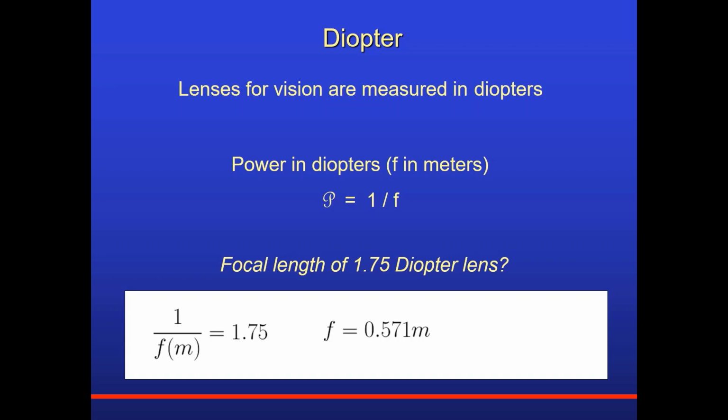Now, it's more common to express lenses in millimeter. So remember, 1 meter is 1,000 millimeters. Therefore, 0.571 meters would be 571 millimeter. If you go to an optometrist or ophthalmologist and get a prescription, it's not going to say you have to go get a pair of glasses with a focal length of 571 millimeter. No, you'll be given a prescription in diopters, like a 1.75.